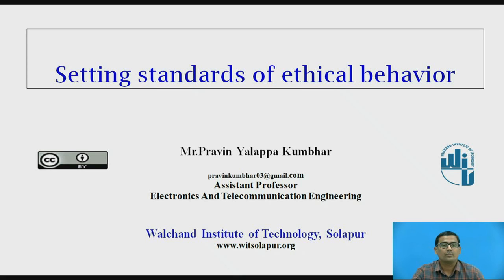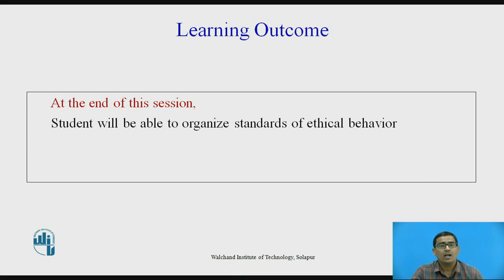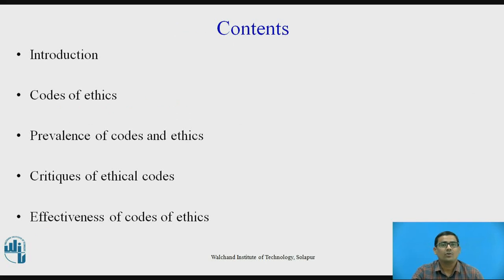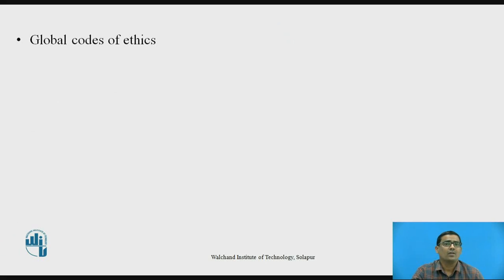Today we want to see setting standards of ethical behavior. The learning outcome of this topic is that at the end of the session, students will be able to organize the standards of ethical behavior. The contents of this topic are: first, the introduction, then codes of ethics, then prevalence of codes of ethics, critics of ethical codes, and effectiveness of codes of ethics. And last, we want to see global codes of ethics.